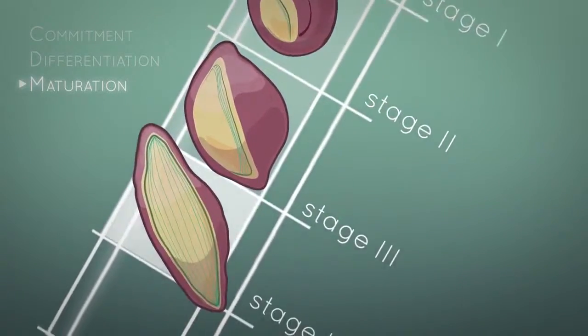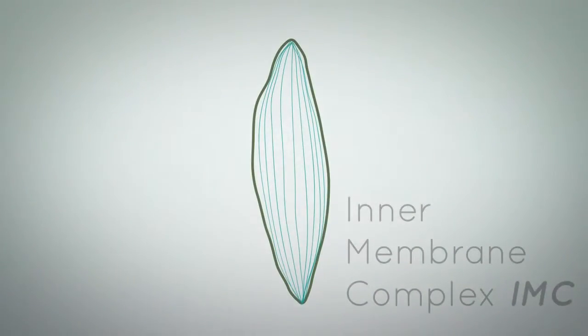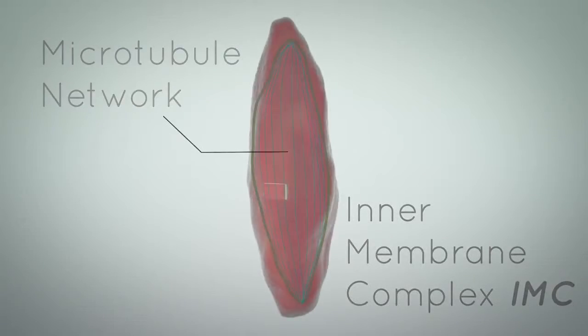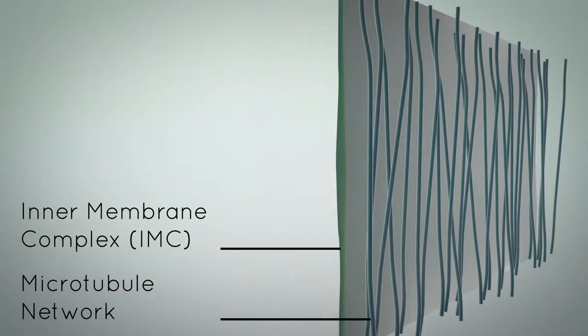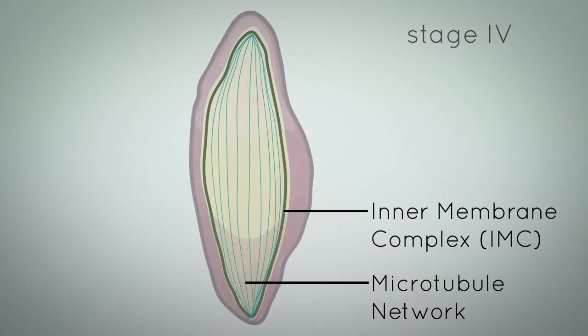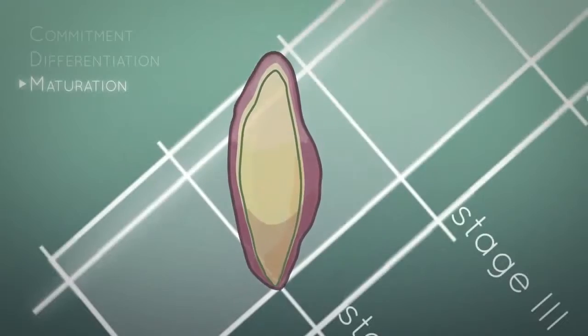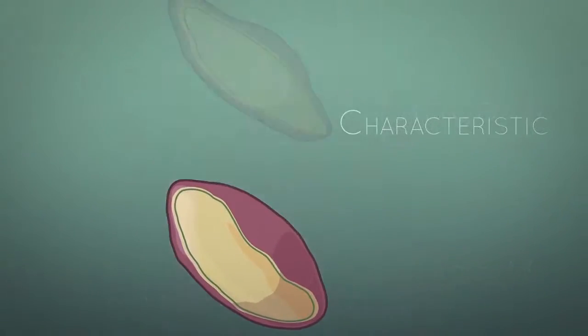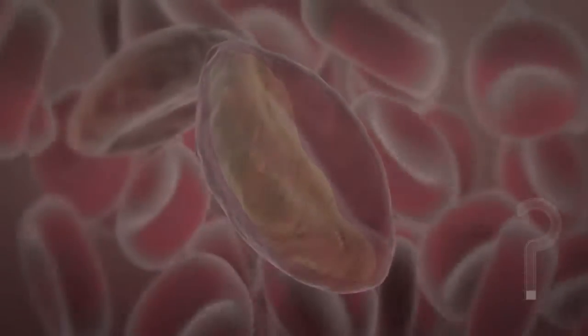and morphologically discrete stages. The inner membrane complex, IMC, which is supported by the microtubule network, is involved in this process. During maturation, the IMC and the microtubule network expand around the periphery, thereby influencing cell shape. During stage 4, the IMC has been stretched and completely surrounds the parasite. When the microtubule network is disassembled, it results in the relaxation of the ends of the gametocyte, producing the characteristic stage 5 crescent. The Plasmodium parasite has completed gametocytogenesis.